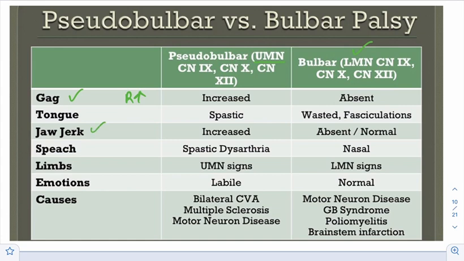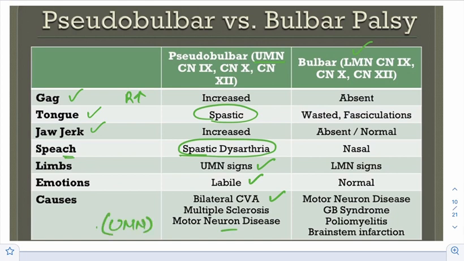And what will happen to the tone in upper motor neuron paralysis? It is increased tone, spasticity will be there. That is the reason why the tongue is spastic, and because of the spastic tongue you have spastic dysarthria in the speech. In the limbs you have all the upper motor neuron signs, exaggerated reflexes and spasticity. Labile emotions or emotional disturbance will be there in patients with pseudobulbar paralysis. The etiologies are mainly cerebrovascular accidents, multiple sclerosis, and motor neuron disease of upper motor neuron type, like primary lateral sclerosis.